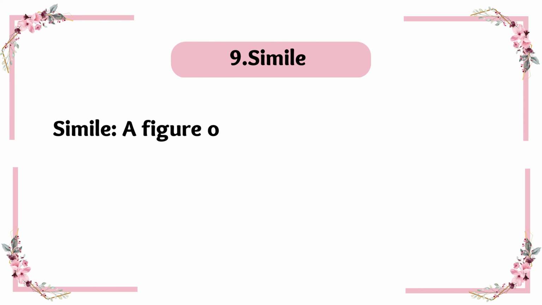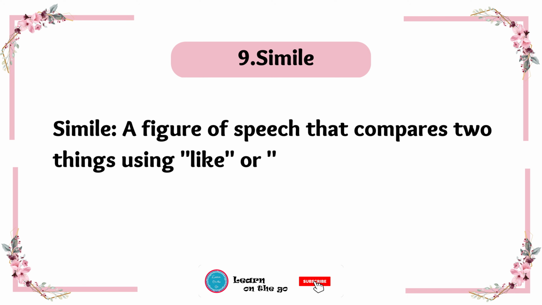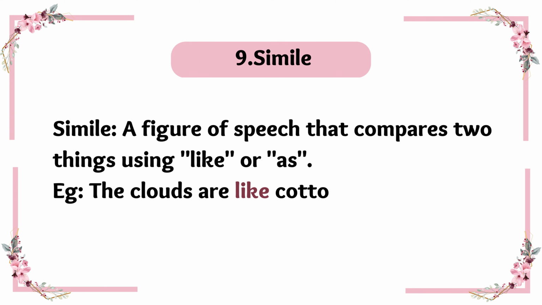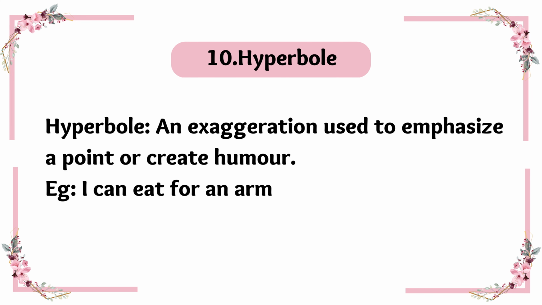Simile. A simile is another figure of speech that compares two things using the words like or as. For example, the clouds are like cotton candy. Hyperbole. Hyperbole is an exaggeration used to emphasize a point or create humor. For example, I can eat for an army.